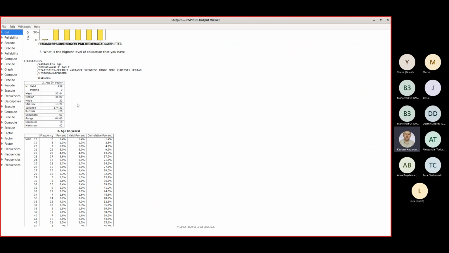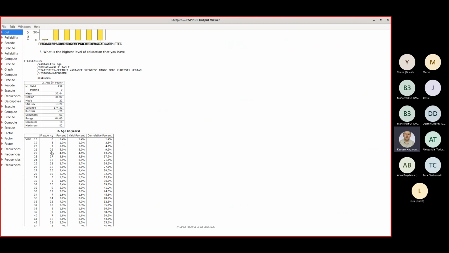21 means that most of these persons are 21 years of age, or the greatest number of persons are 21 years of age.